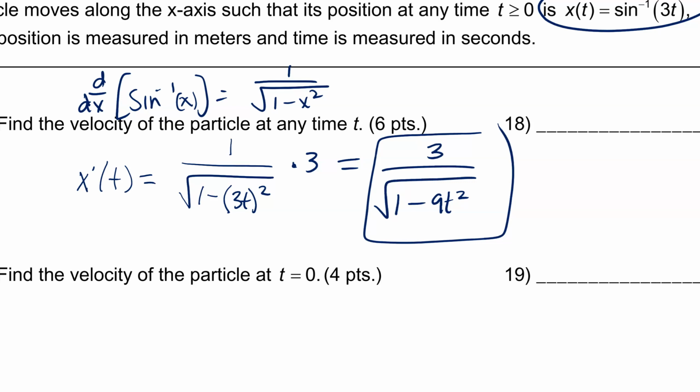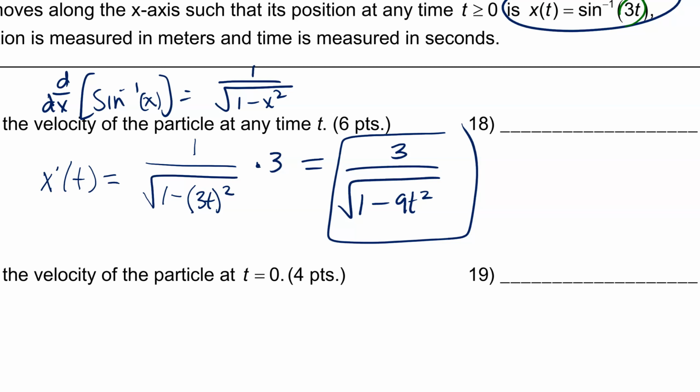For these types of problems, it'll always be times the derivative of what's inside. I want to get the most bang for my buck. Why ask 50 questions if I can test all the same concepts in 40? So this is testing some chain rule. Instead of just giving you sine inverse of t, we have the derivative of sine inverse, then the derivative of the function inside.